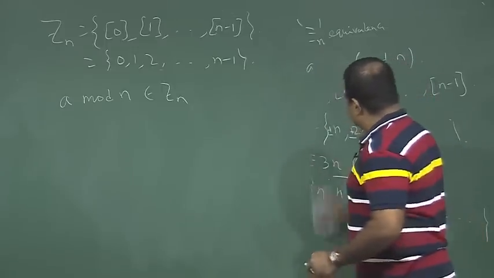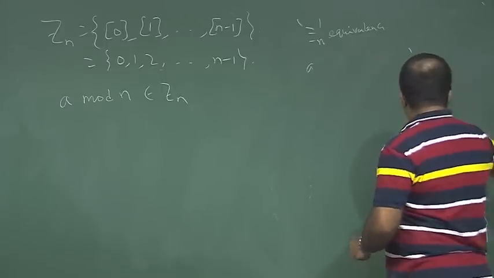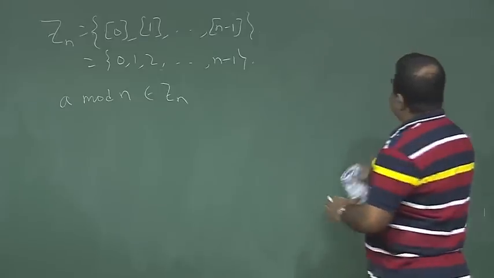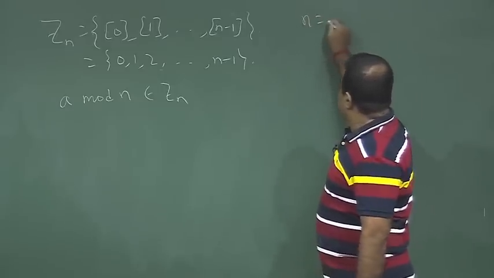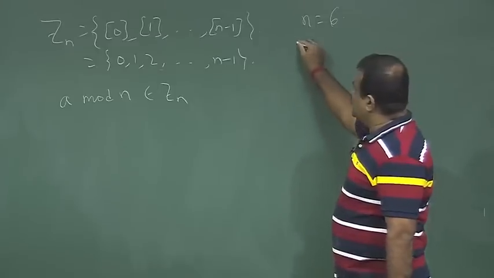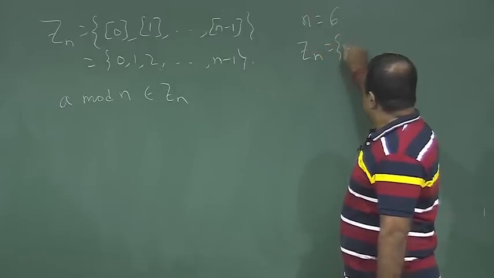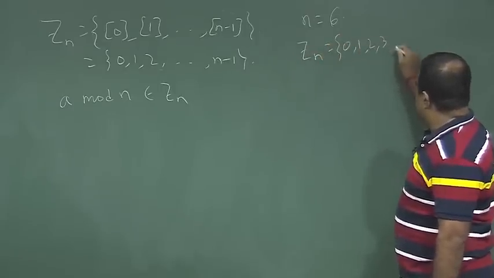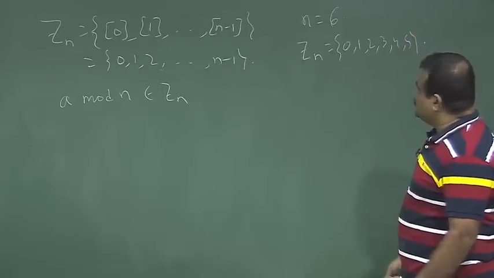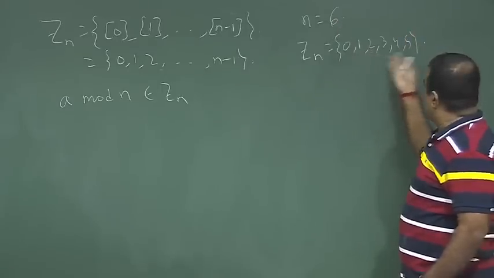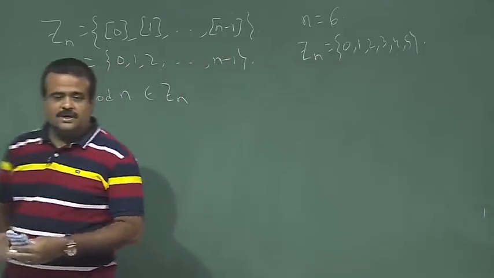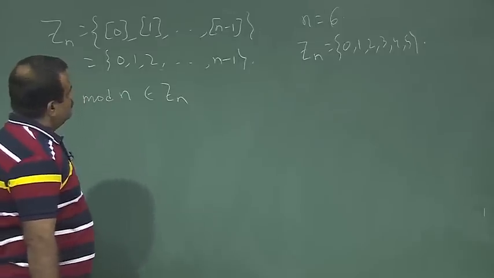Now, let us take an example. Suppose we take n equal to 6. Then what is Zn? Zn is basically the 0 class, 1 class, 2 class, 3 class, 4 class, 5 class. That means if we divide any integer by 6, the remainder will be one of these, so it will be in one of these classes.